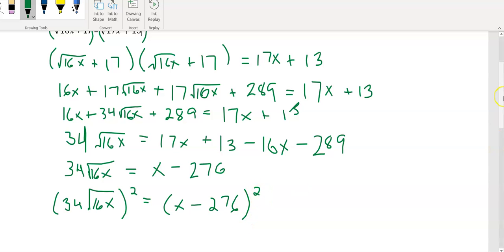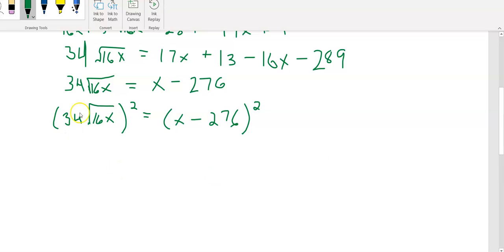All right, on the left side, let's square the 34. Notice it's not under the radical, so it's not going to cancel out with the square like the square root will. So 34 times 34 is going to give us 1156.